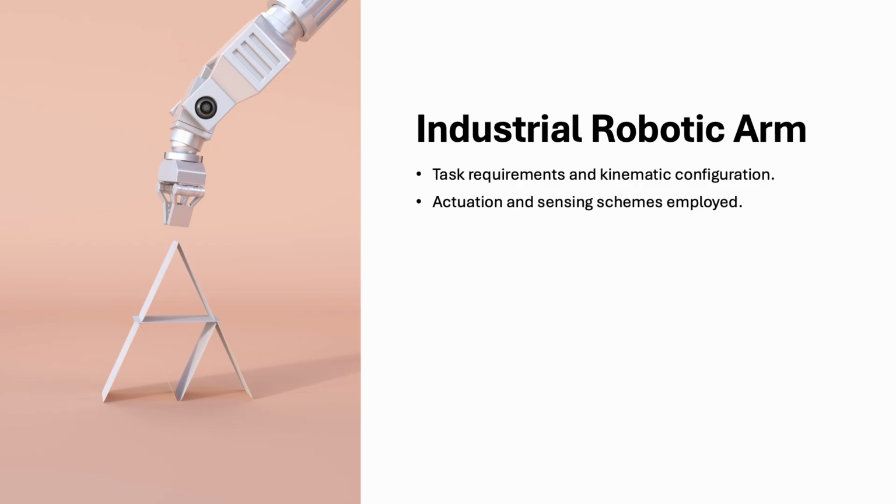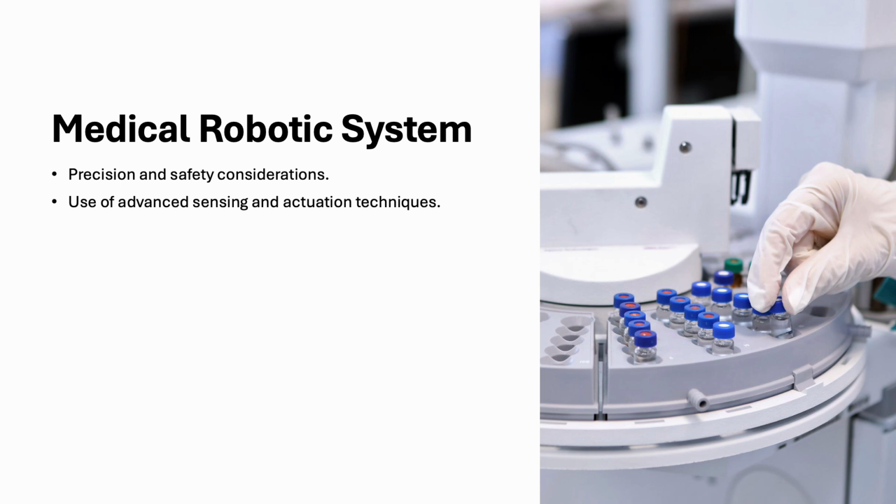Let's look into a case study. Industrial robotic arm with task requirements and kinematic configurations, actuation, and sensing schemes employed, as I just mentioned. Medical robotic system, precision and safety considerations, as I discussed in quite depth. Use of advanced sensing and actuation techniques, as we just discussed.